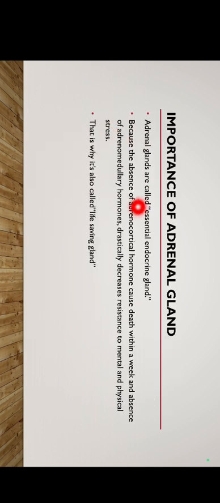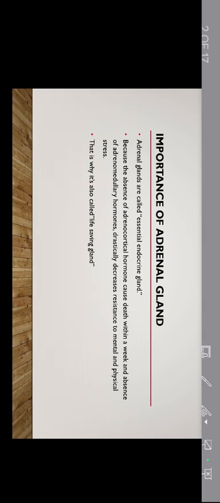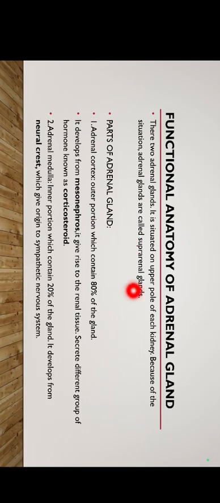Adrenal glands are called essential endocrine glands because the absence of adrenocortical hormone causes death within a week, and the absence of adrenomedullary hormone drastically decreases the resistance to mental and physical stress. That's why it is called a life-saving gland. So we have three names for the adrenal glands. One is life-saving gland, second is the essential endocrine gland, and third is suprarenal gland.